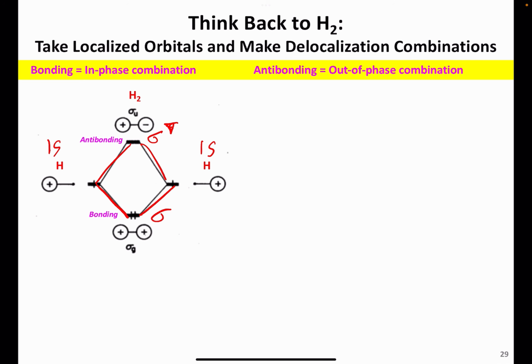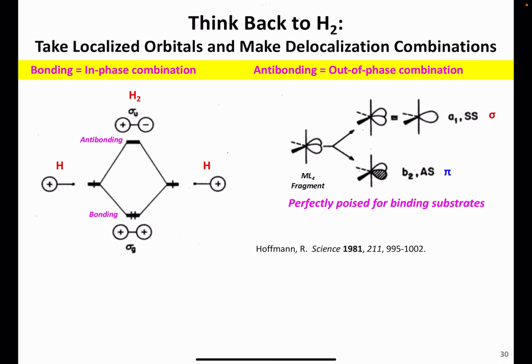And so this is exactly what's going on in your ML4 fragment. If you add these 2 together, you get a very nice sigma combination. If you destructively interfere these 2 combinations, they're out of phase. You then get a pi type combination. What you also notice is that this orbital right here is the perfect acceptor orbital for an incoming substrate or an alkene. This is also the perfect donating orbital for an alkene.